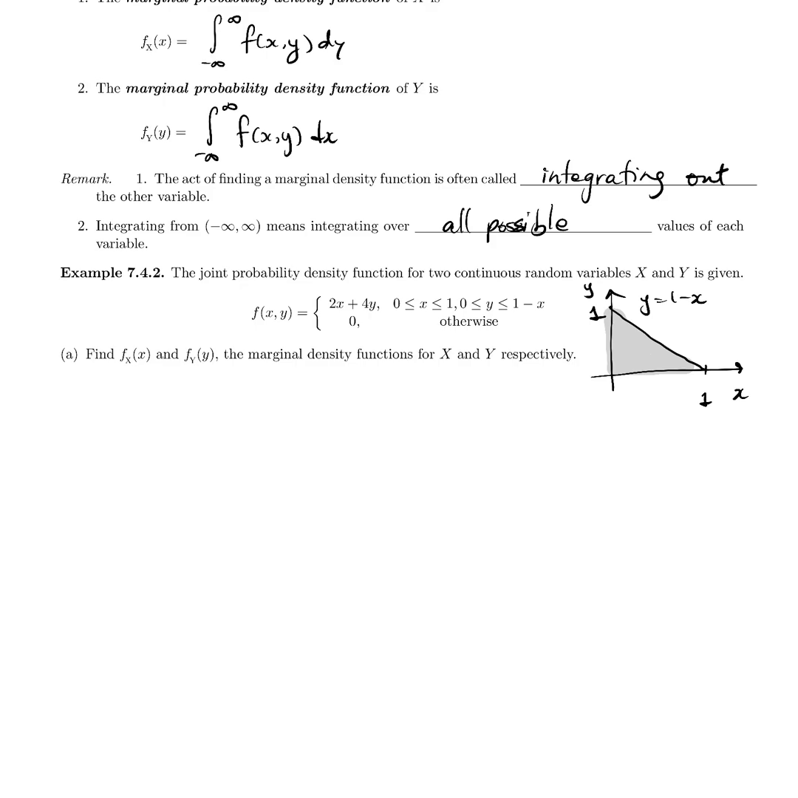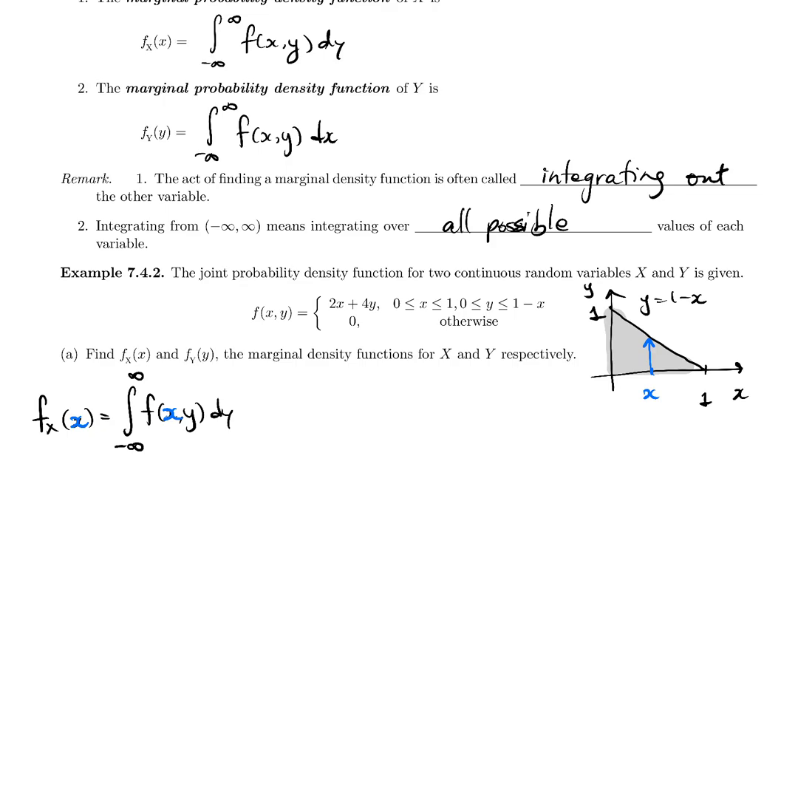and so this is the area where our density is non-zero. If we want to integrate to get the x marginal density function, f_X(x) is the integral from minus infinity to infinity of f(x,y) dy. That means I want to integrate over all possible y values. Well, let's take a look. For a given x value, y goes from 0 to 1 minus x.